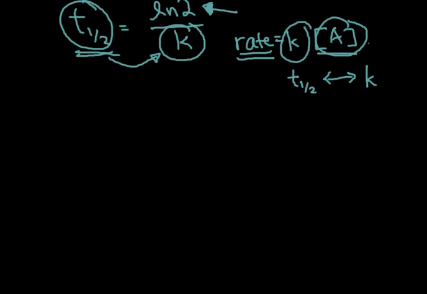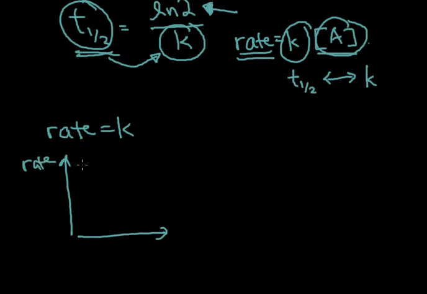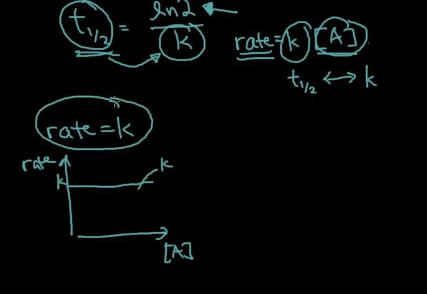So zero order is basically saying that your rate is just equal to k. It's not dependent on the concentrations at all. So if I draw a rate graph, what I'll get is a line independent of concentration. This value is k. Rate equals k. It's just a simple graph.